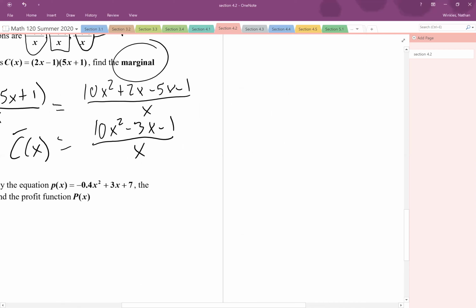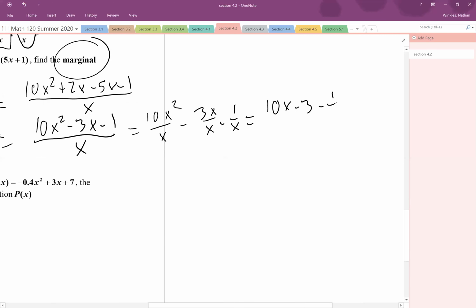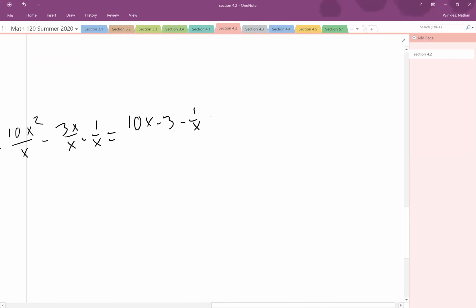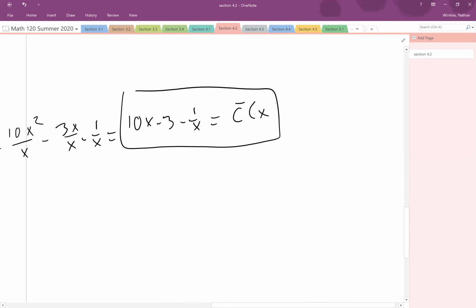Like I said, sometimes doing the quotient rule is not always the easiest. What if we just decided that we wanted to simplify this? If we took 10x squared divided by x minus 3x over x minus 1 over x, we get 10x minus 3 minus 1 over x. Now keep in mind, this is still C bar of x right here. We need C bar prime of x.